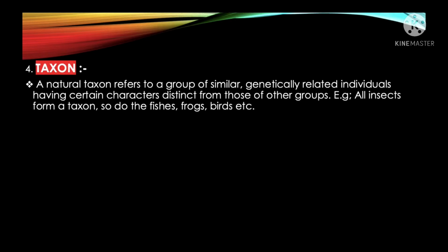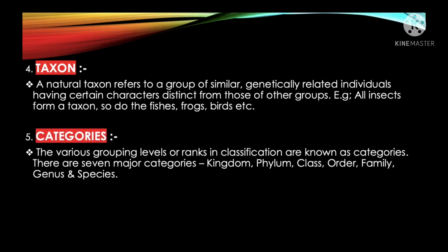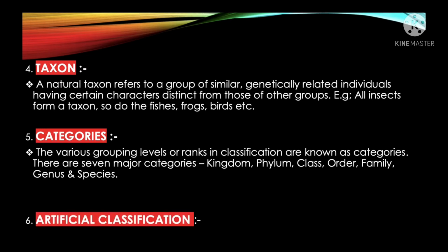What is taxon? As we discussed about the taxon in the previous video, which is the first part of the living world, a natural taxon refers to a group of similar, genetically related individuals having certain characters distinct from those of other groups. Example, all insects form a taxon, so do the fishes, frogs, birds, etc. What are categories? The various grouping levels or ranks in classification are known as categories. There are 7 major categories, and these are kingdom, phylum, class, order, family, genus, and species.